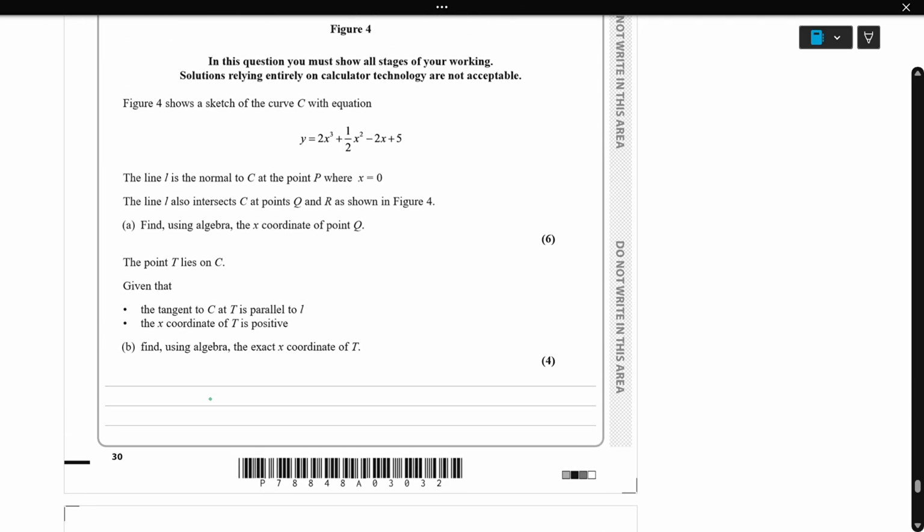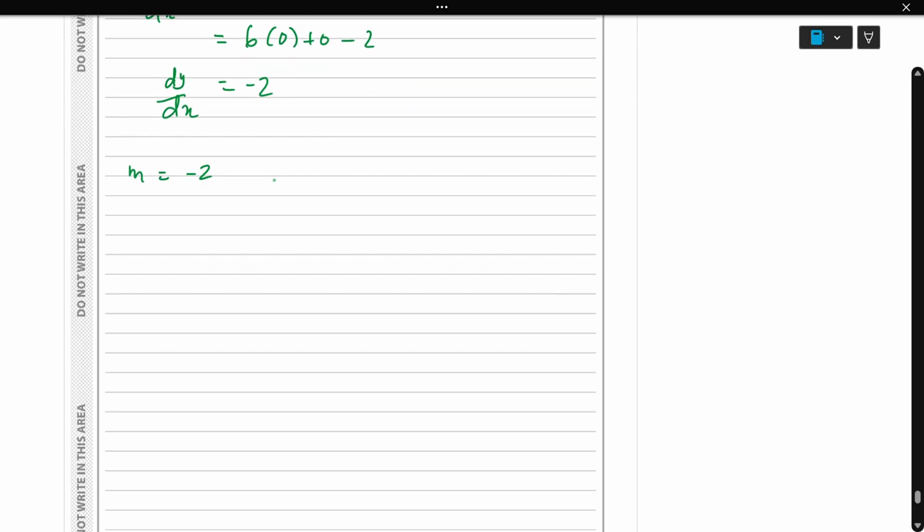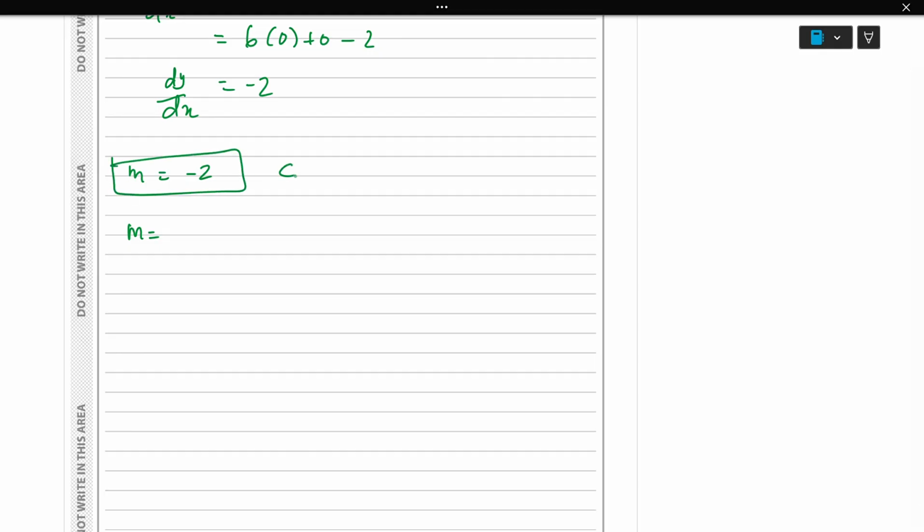Okay, so next, line L is the normal to the curve C. Normal to C means the gradient is going to be the negative reciprocal. So m is the gradient of C at the point x equal to 0. The gradient is 1, so the negative reciprocal gives the gradient for the line L.